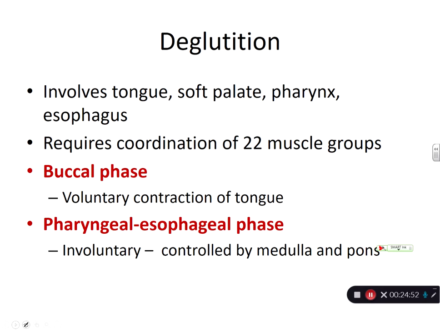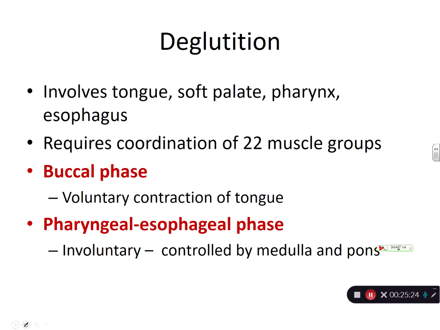The term deglutition is swallowing that food. And this involves the tongue, the soft palate, your pharynx, and your esophagus. So it's a lot of muscles that help with swallowing. 22 different muscle groups that help with that. And there's 2 parts to this. There's a voluntary part to swallowing and an involuntary part to swallowing. The voluntary part is when you contract your tongue. So that's skeletal muscle. You kind of push the tongue up to the roof of the mouth and it starts to move the bolus of food towards the back.